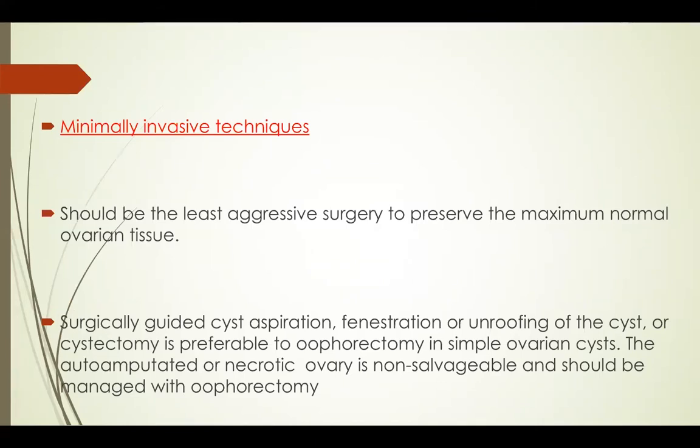Surgically guided aspiration, fenestration, and roofing of the cyst, and cystectomy are preferable to oophorectomy in simple ovarian cysts, even in the presence of torsion. In torsion of the ovary, doing the cystectomy is the best management, unless there is autoamputation or necrotic ovarian tissue that we cannot rescue. At that time, we go for an oophorectomy, or if there is any suspicion of malignancy.